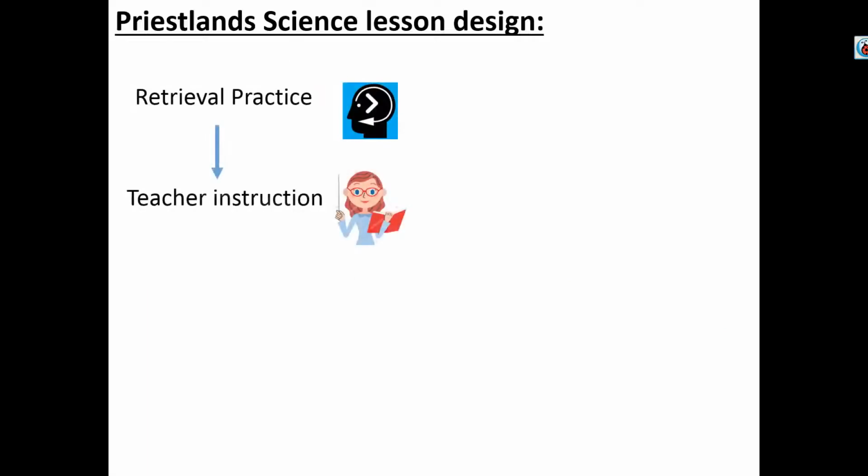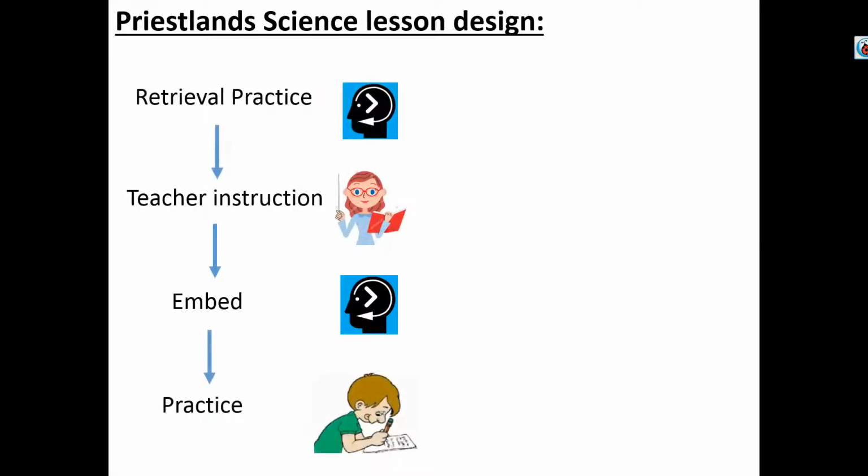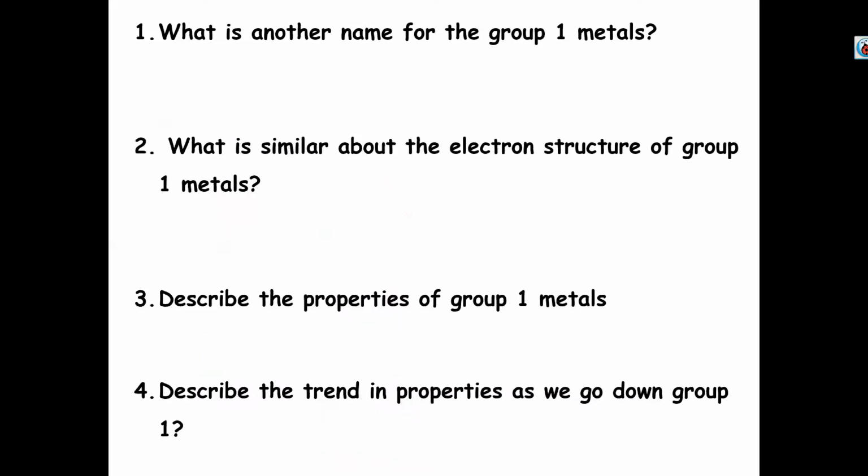Okay, so the lesson design, same as always, a bit of retrieval practice, a couple of examples of teacher instruction from me, some opportunities to embed and drill, and then of course opportunities to practice what you've learned and apply the knowledge. Okay, retrieval slide number 1 today is on structures and bonding 1.